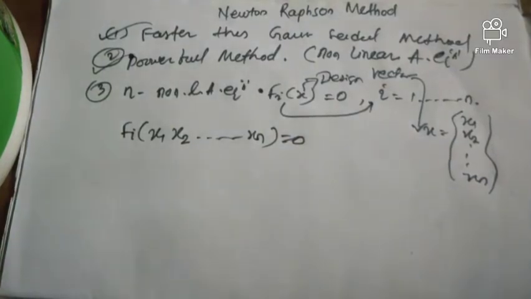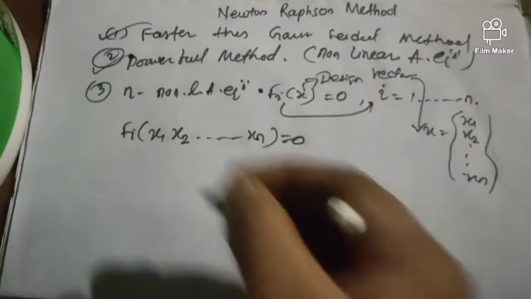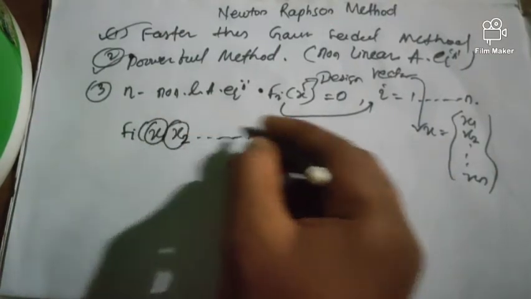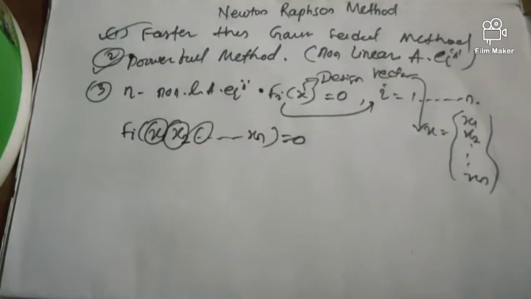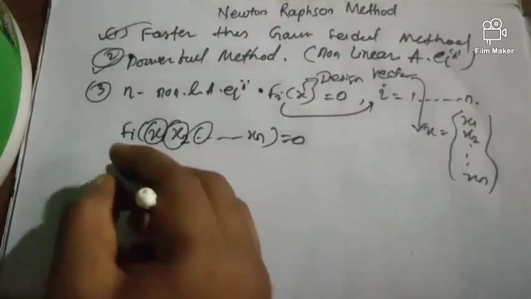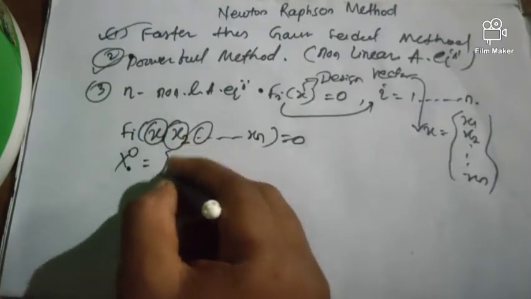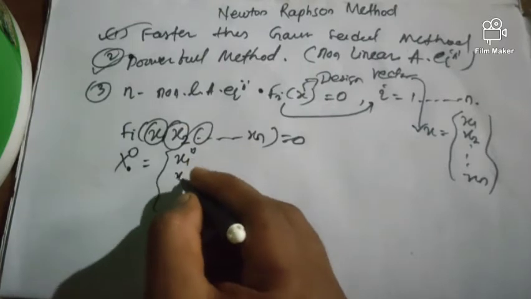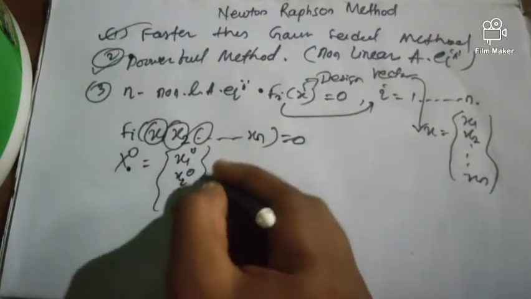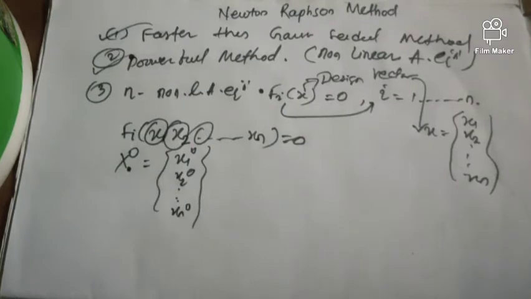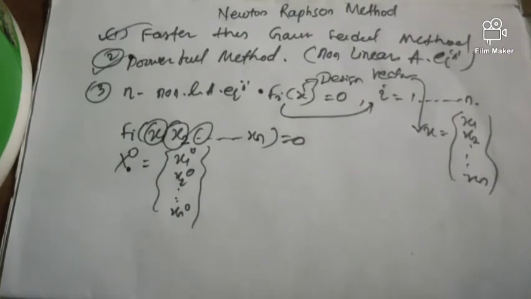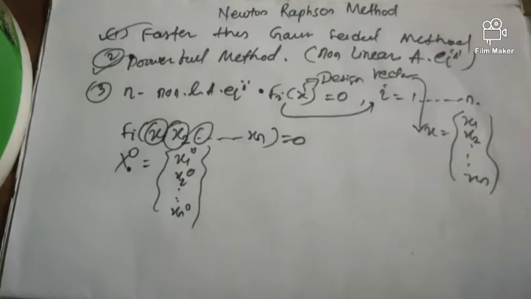So we have to solve n number of functions using the Newton-Raphson method, and we have unknown variables x1, x2, x3 like that. Suppose the initial guess value is x0, that is x1^0, x2^0 up to xn^0. The initial guess value may or may not be feasible, but at least we have to consider values which are close to the solution.